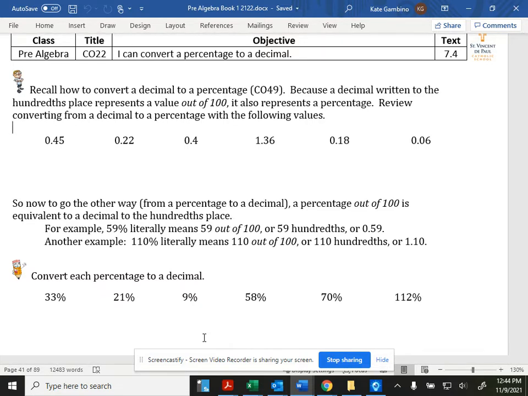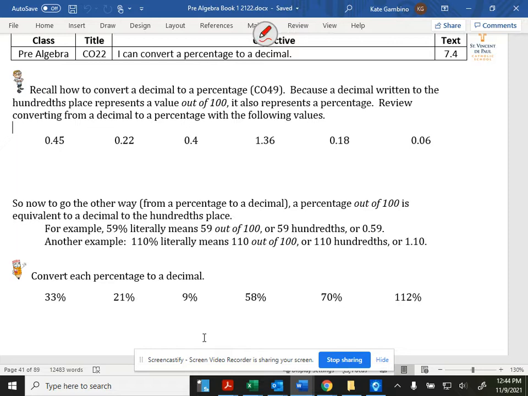Today we are doing CO22. I can convert a percentage to a decimal. So I want you to recall how to convert a decimal to a percentage. It was not CO49. We have changed some of our COs. We just worked on putting decimals to percentages. Because a decimal written to the hundredths place represents a value out of 100, it also represents a percentage. Review converting from a decimal to a percentage with the following values.